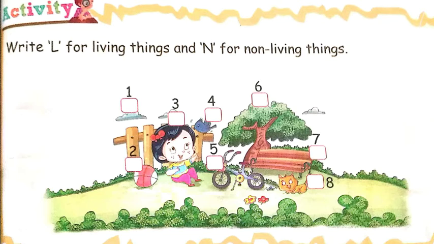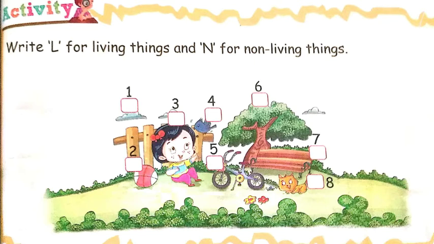Number 5. It is a bicycle. Bicycle is a non-living thing. You should write N in that bracket. Number 6. There is a tree. Tree needs food, water, minerals, and it grows. It reproduces also. So it is a living thing. We should write L in that box.